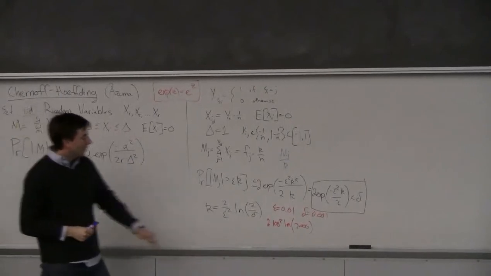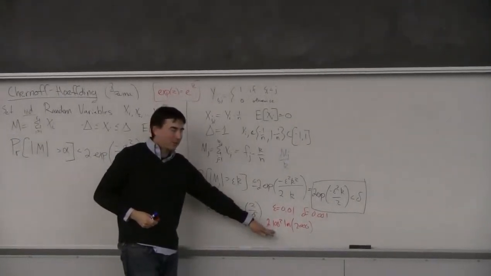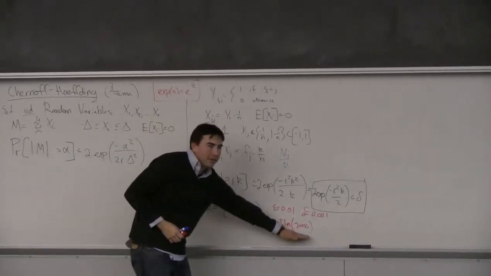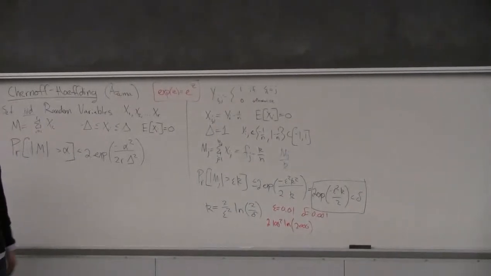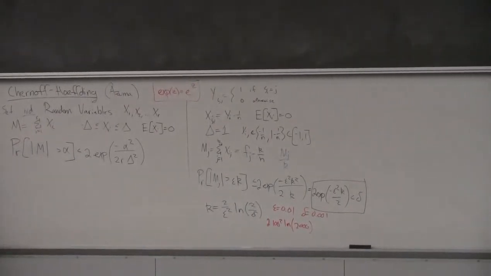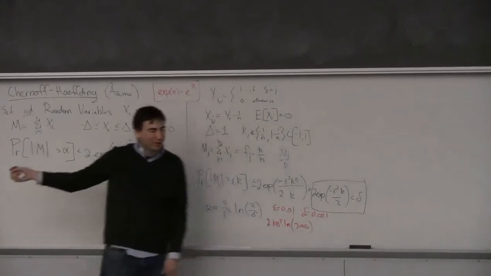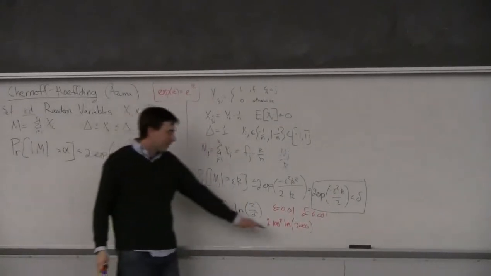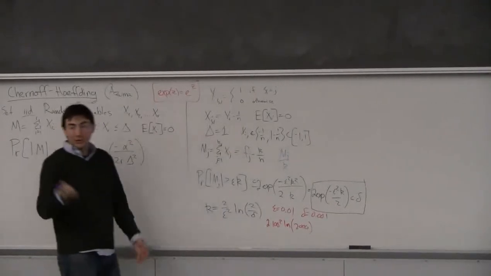So I'm going to need something like 20,000 balls to get 1% error, times something for the probability of failure. This natural log of 2,000 was probably 10. So this means that in order to get 1% error on this balls and bins thing, I'm going to need 200,000 samples, 200,000 balls to get 1% error, which is a lot.